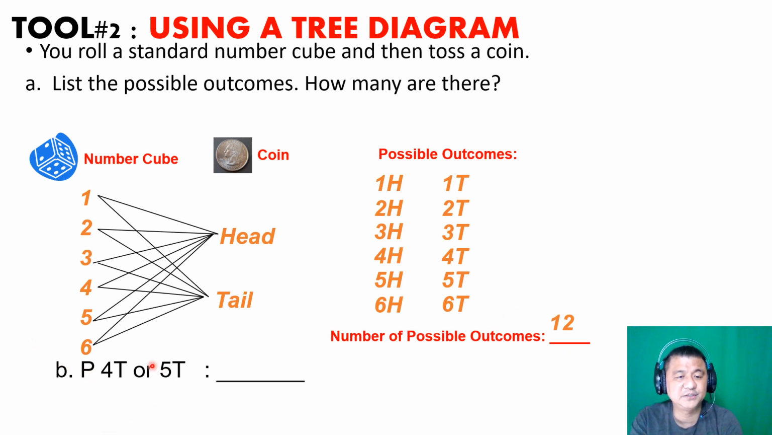What's the probability of getting a 4T or a 5T? Where is the 4T? Let's highlight it. 4T is over here and 5T is over there. So there are 2. So what do I write? 2 over 12, or in lowest terms, 1/6. So 1/6 is the probability.